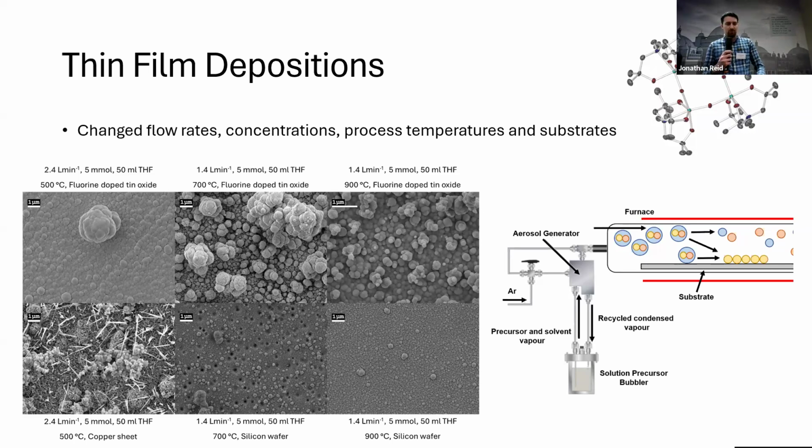You can see some of the things I've deposited onto, such as fluorine-doped tin oxides, copper, or silicon, and they produce quite varied structures. You can see I've got these either spherical or more cauliflower-like morphologies happening. Analysis by Raman or a technique called energy dispersive X-ray spectroscopy proved these are tantalum oxide thin films.